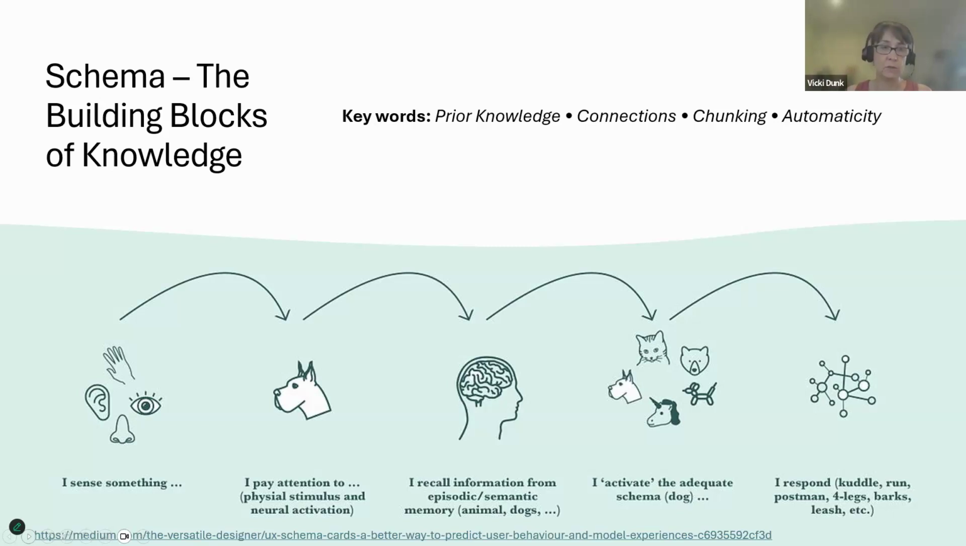And chunking is a thing that we can use. So if we group things together, we can remember them for longer. And when we have these schema, we get automaticity. There's too many big words in this. It's automatic. So once we have that schema, it's automatic for us.